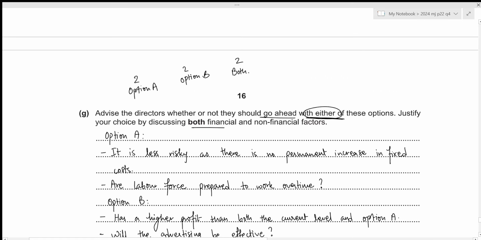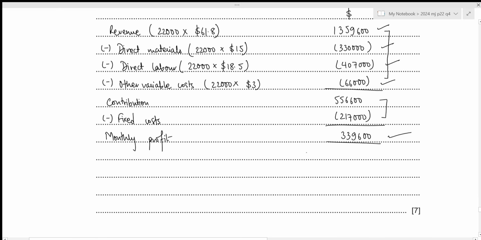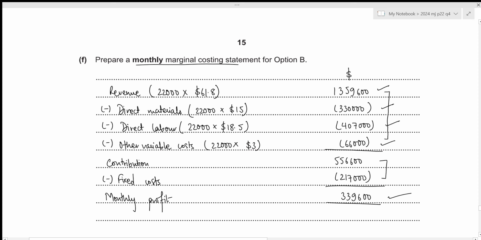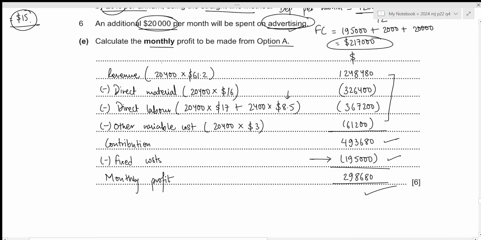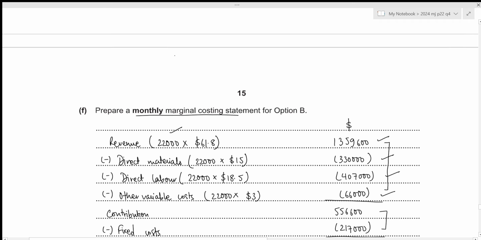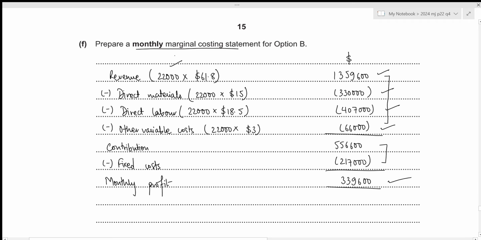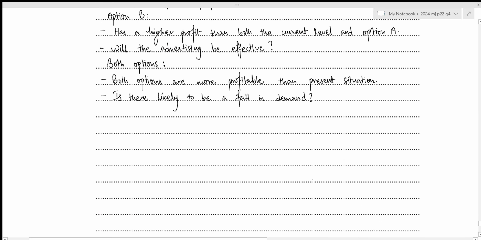Now we need to make a final decision. In this case, for option B, we will be producing a total of 22,000 units, whereas for option A, we will be producing a total of 20,400 units. So in this case, I would suggest to go ahead with option B, since a higher number of units will result in a higher revenue along with a higher monthly profit. Let's write it down.